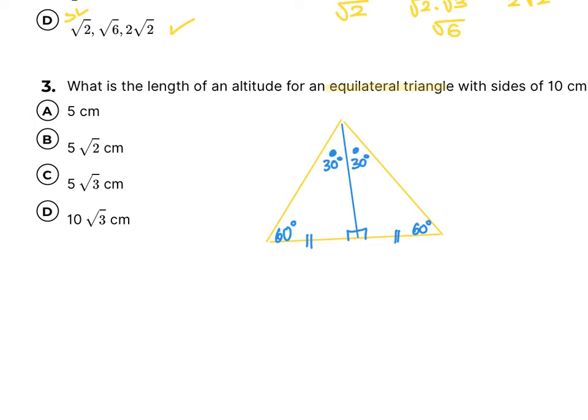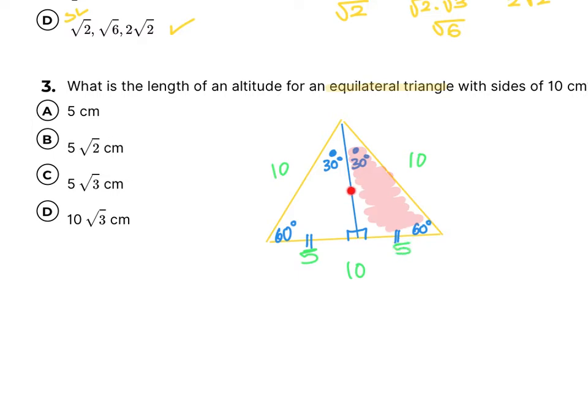Now the side in this equilateral triangle is 10. So since the base is cut in half, each half is going to be 5. And I'm supposed to find the length of the altitude. So if you look at this triangle over here, it's a 30, 60, 90 triangle. So the short leg is 5.